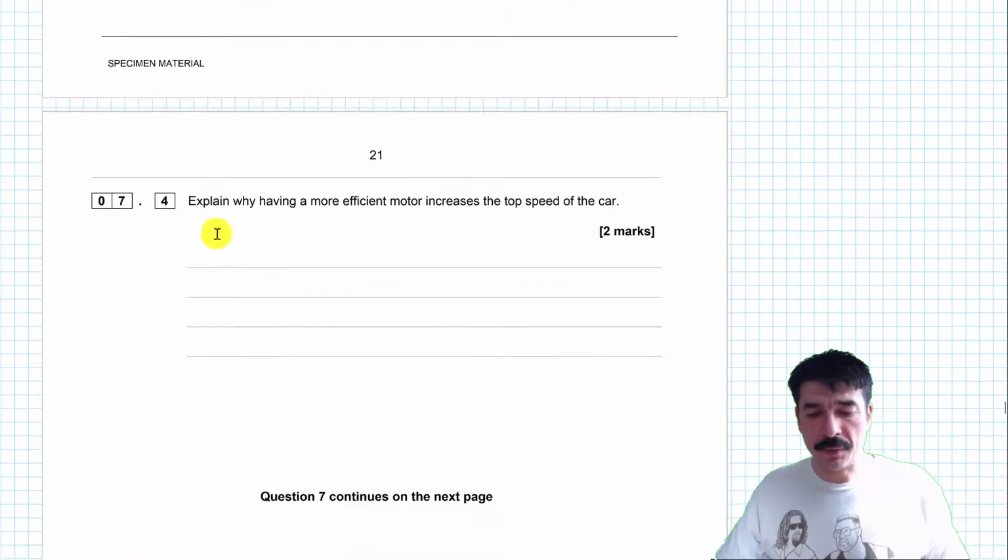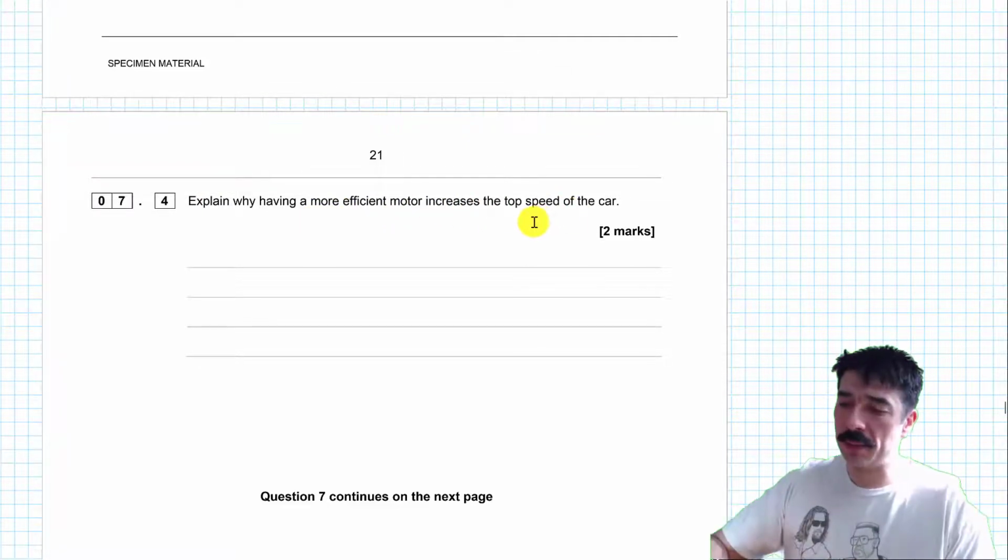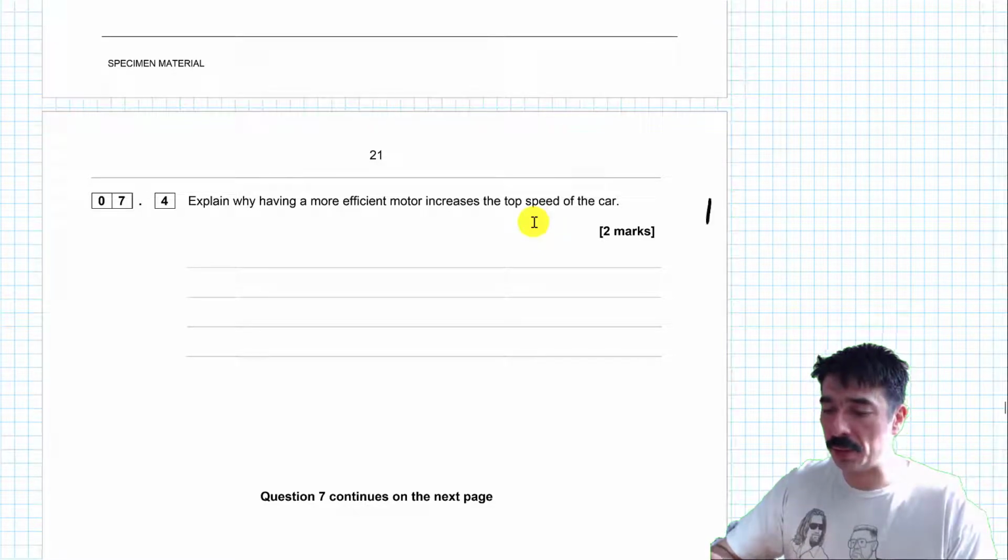Right, 7.4. Explain why having a more efficient motor increases the top speed of the car. Okay, so from your formula sheet, you should know that efficiency is equal to useful energy out over energy in.